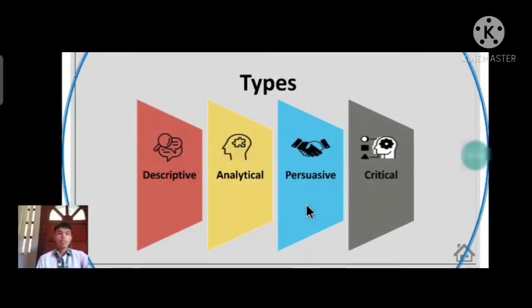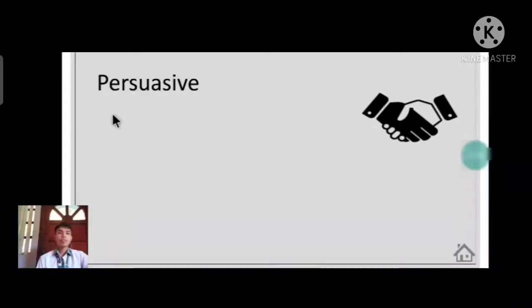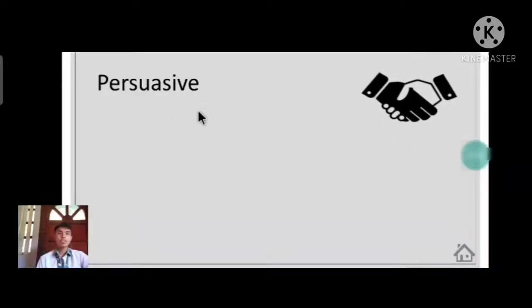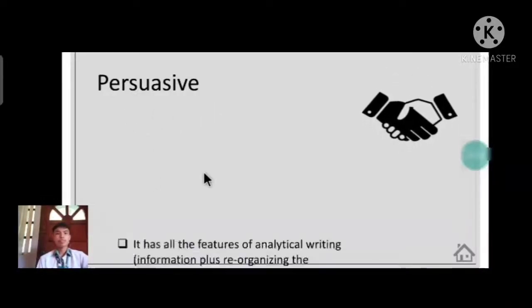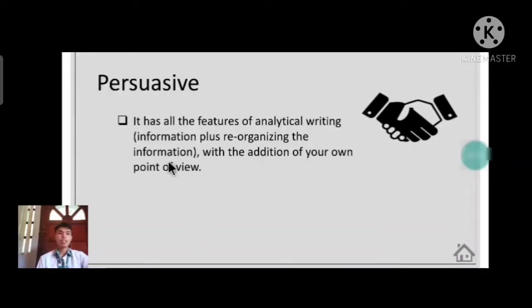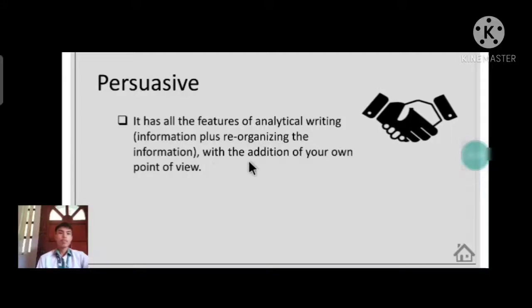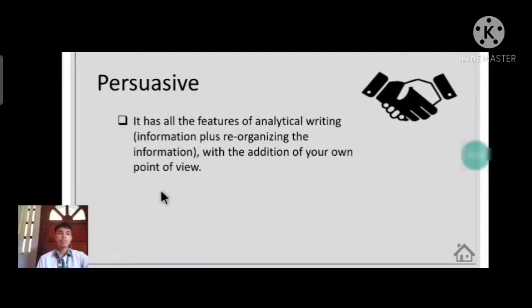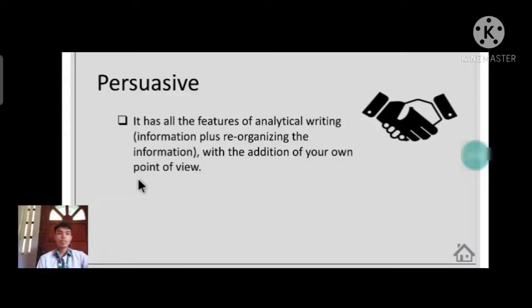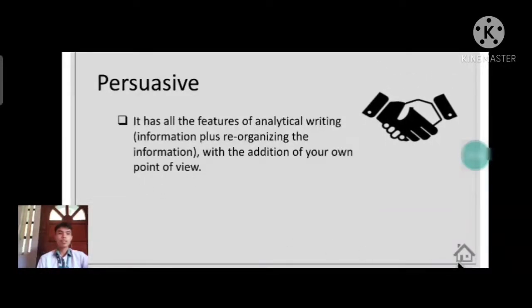The third one is the persuasive. It is very clear from the word persuasive that this writing is to persuade or convince someone. Persuasive has all the features of analytical writing, that is, the information plus reorganizing the information, with the addition of your own point of view. Here in the point of view, this is where you give your own ideas to convince someone.